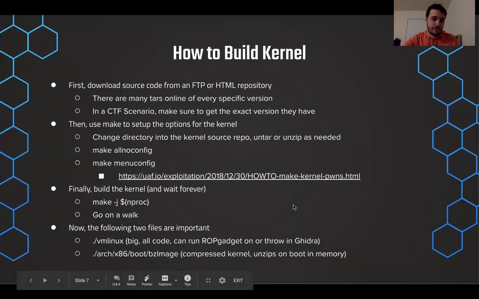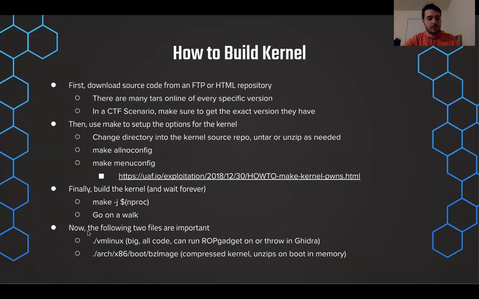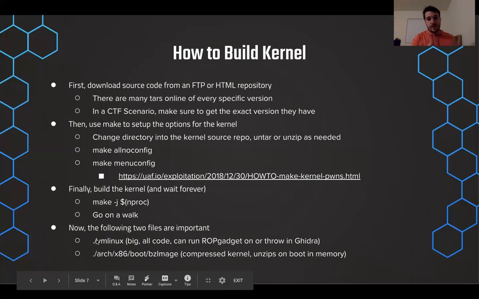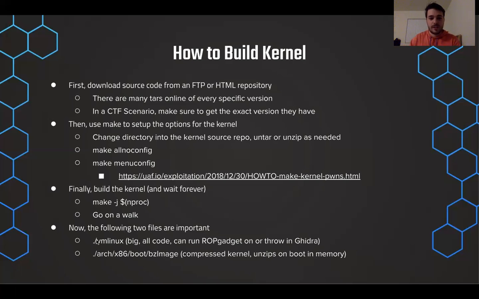When you build it, it's going to make a bunch of object files, but there's only 2 that really matter. One of them is called the vmlinux file, which is just the actual full ELF of the whole source code. It's massive, and you can run ROPgadget on it. You can throw it in Ghidra or IDA. It would take a long time, but you can.